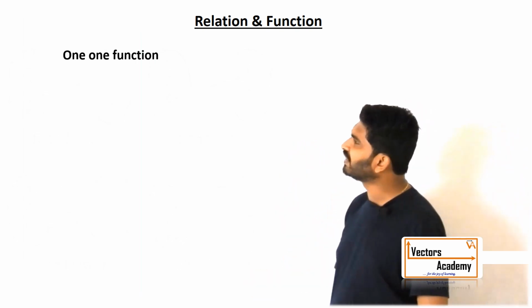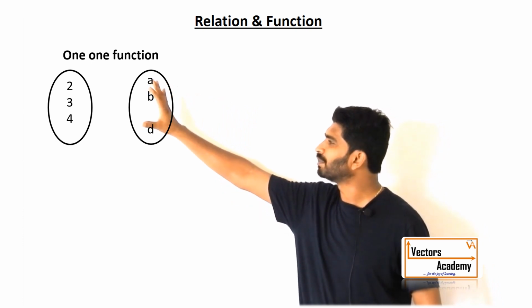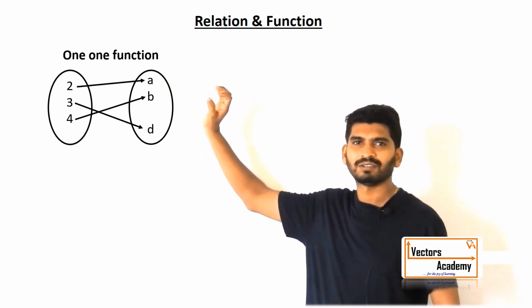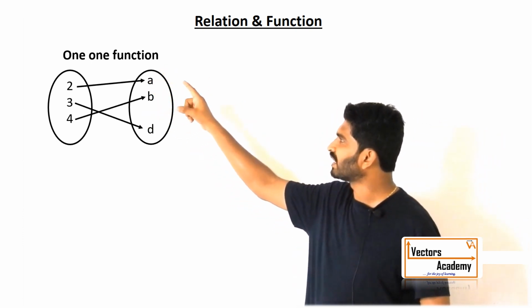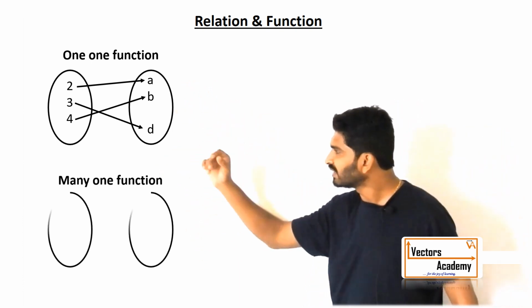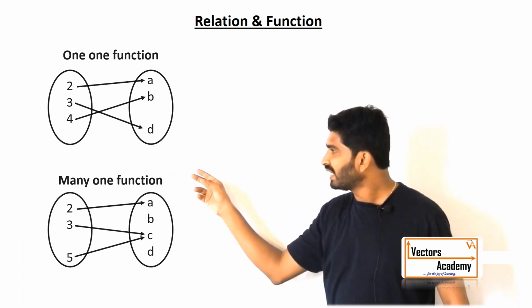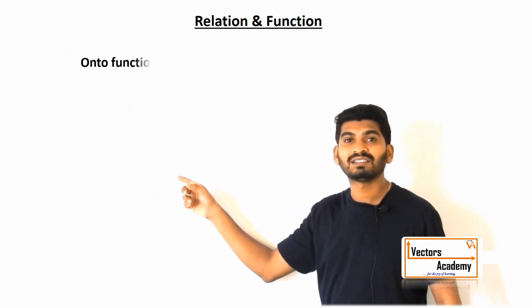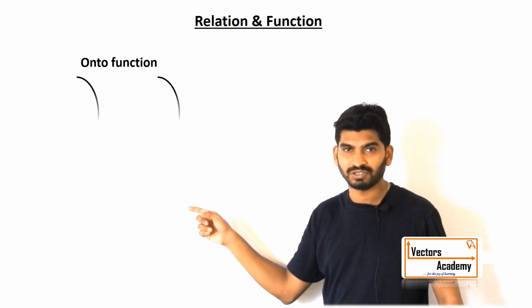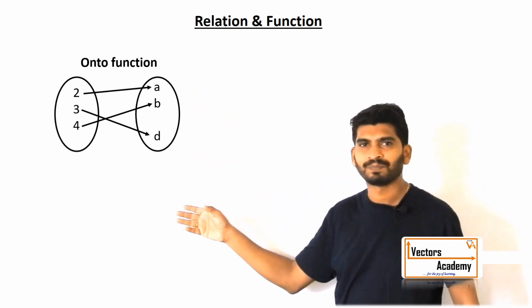Now, let us look at different types of functions. The first one is a very simple thing. It's a one-one function. Each element is connected to one element. That is called a one-one function. Whereas in this example, you can see more than one element is connected to a single element. That is a many-one function. So, this is a one-one function, whereas this is a many-one function.